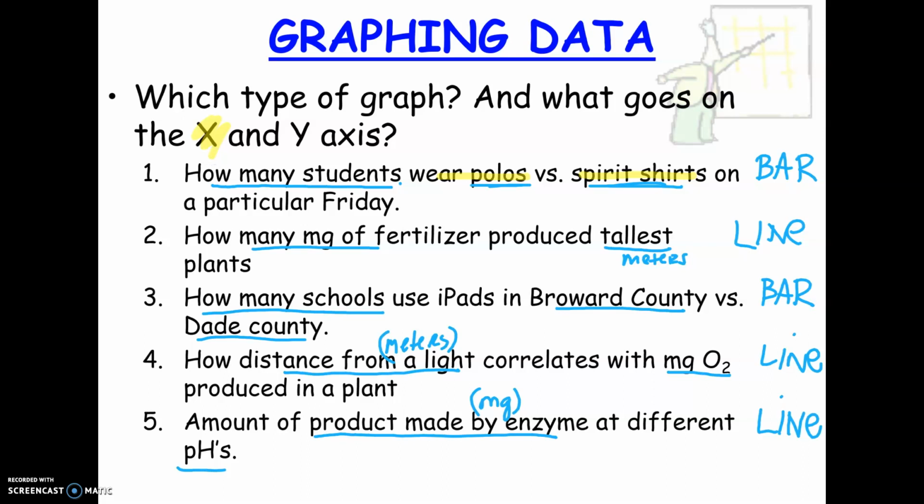So remember, again, our x-axis is our independent variable. Our y-axis is our dependent variable, which is our data. So if you think about the data you're going to be collecting, that's always going to be your y-axis.